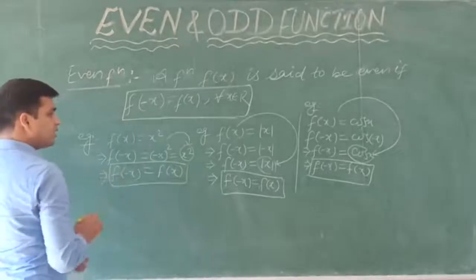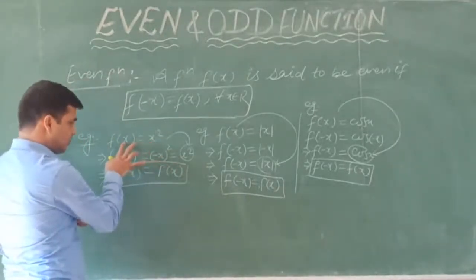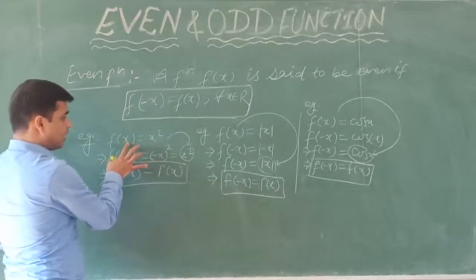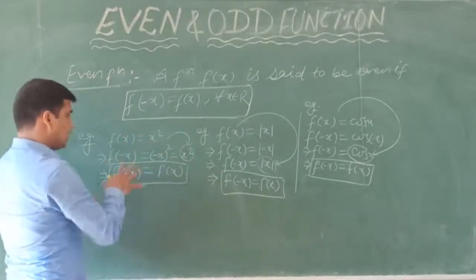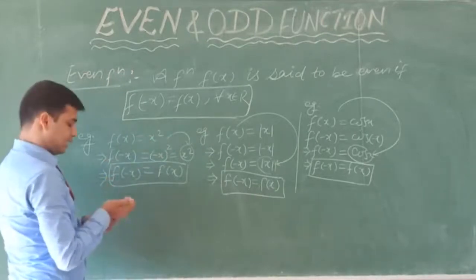Now we are going to discuss the graph of this function, y equals f of x equals x square. Or you can think in this way also, if you put minus 1, f of minus 1 equals minus 1 whole square, which is 1. If you put any negative value, you will get a positive value, so you can say this is an even function.